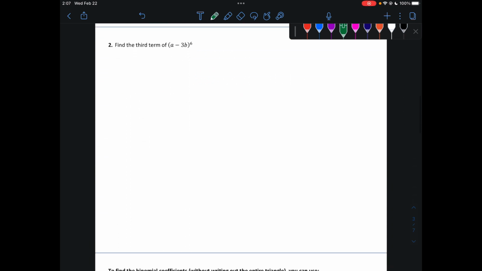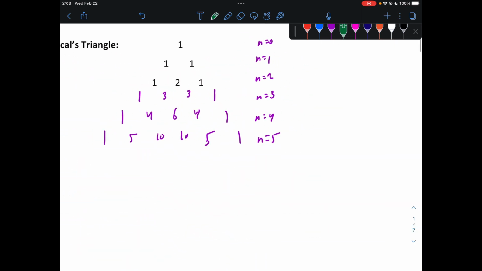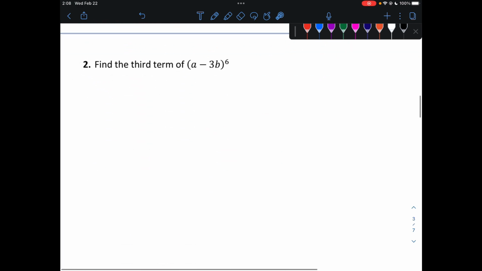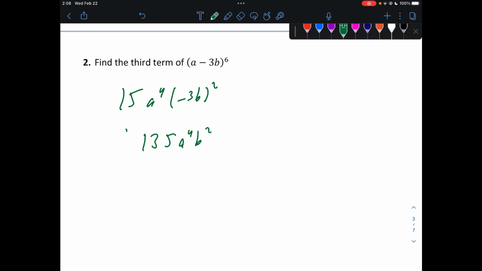Okay, number 2, so let's find the third term of a minus 3b to the 6th. All right, well, if I was doing this to the 6th power, the third term, 1, 2, 3, so my coefficient is 15. It would be a going down 6, 5, 4, so a to the 4th, and negative 3b going up 0, 1, 2, so negative 3b squared. So I would get 15 times 9, which is 135, a to the 4th, b to the 2nd.